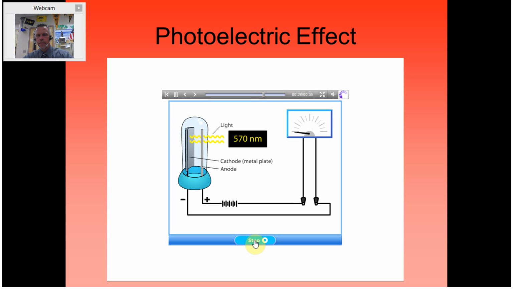Yellow light is also not energetic enough to eject electrons. Green light is energetic enough to eject electrons and current flows. Okay, so the point here was a quick description of what the photoelectric effect is. That's where you shine a light on certain kinds of metal and it will eject electrons and make a current flow. But it doesn't absorb just any kind of light. It has to be a specific wavelength.